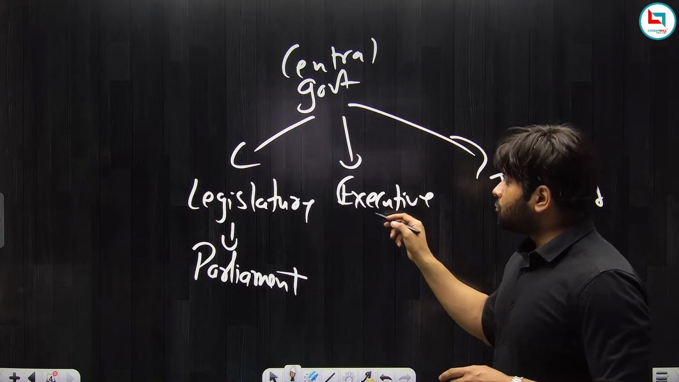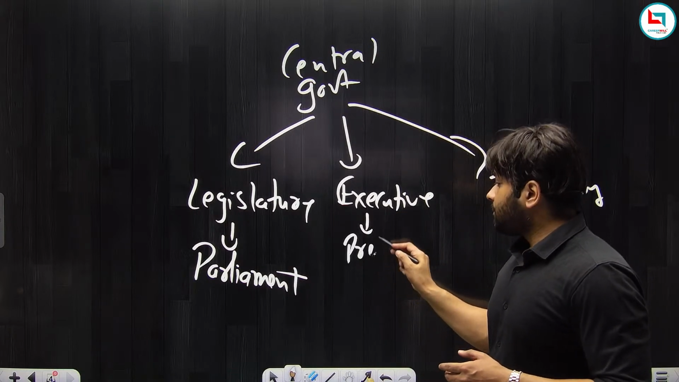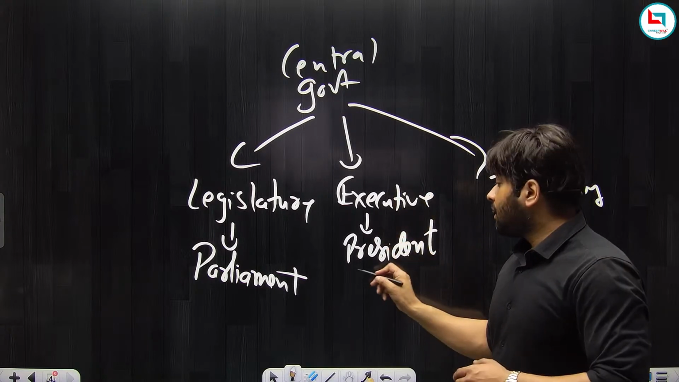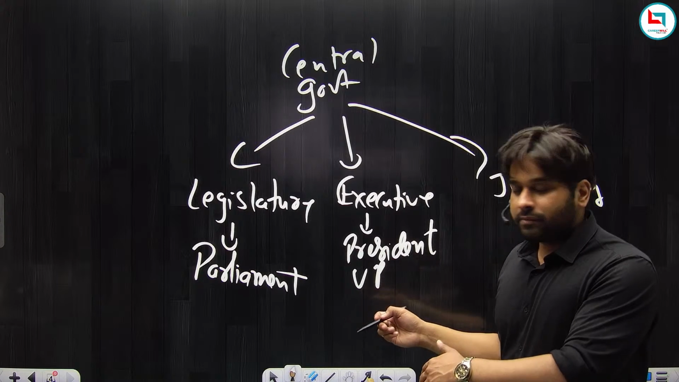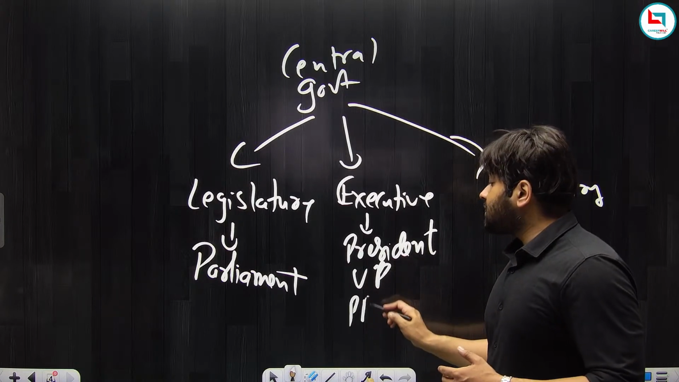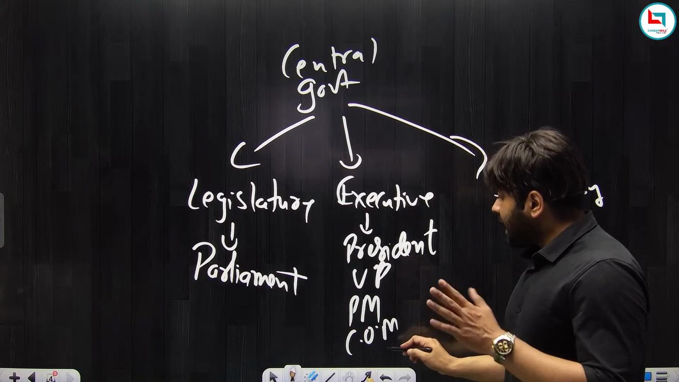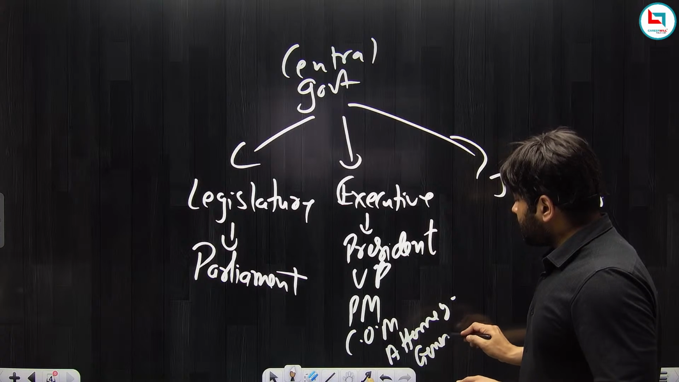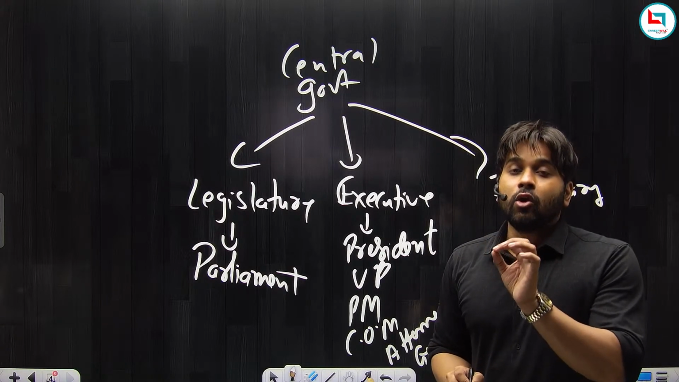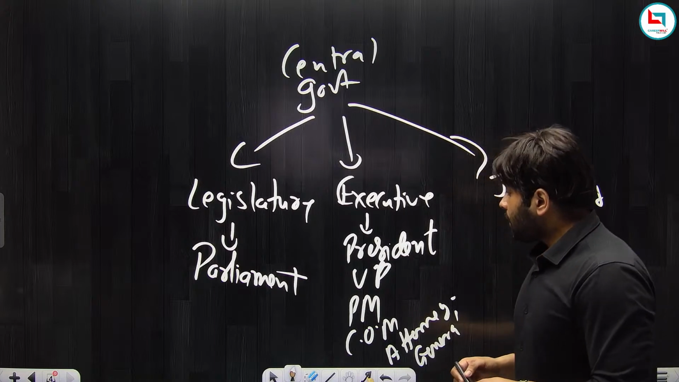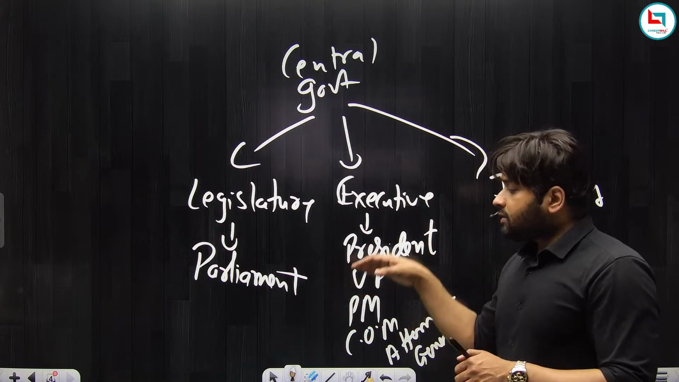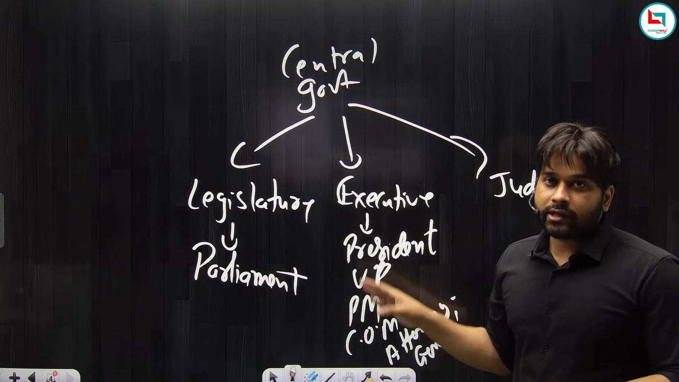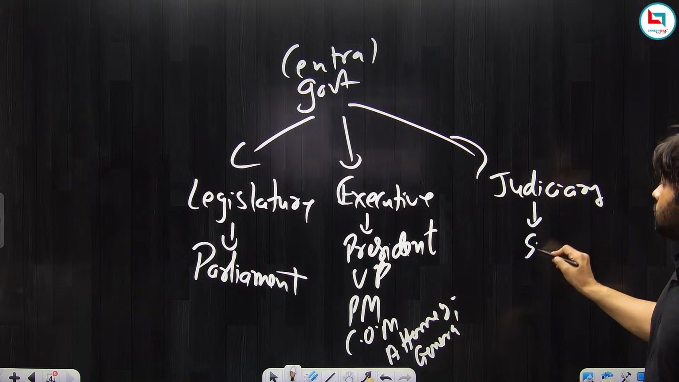And when it comes to the executive, when we will study president, remember president is a part of union executive. Vice president, again part of union executive. After vice president, prime minister, council of ministers and attorney general of India. Remember, attorney general is the highest law officer of our country. Okay, so these institutions or offices are considered as the part of central executive or union executive. And when it comes to judiciary, we will be studying Supreme Court.